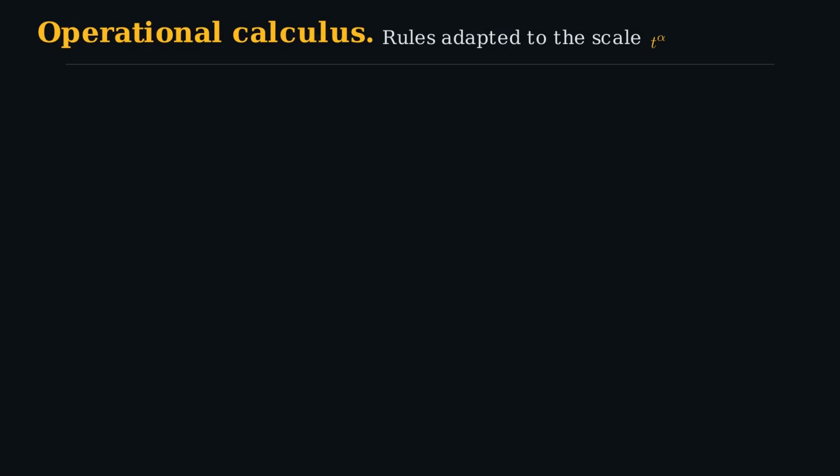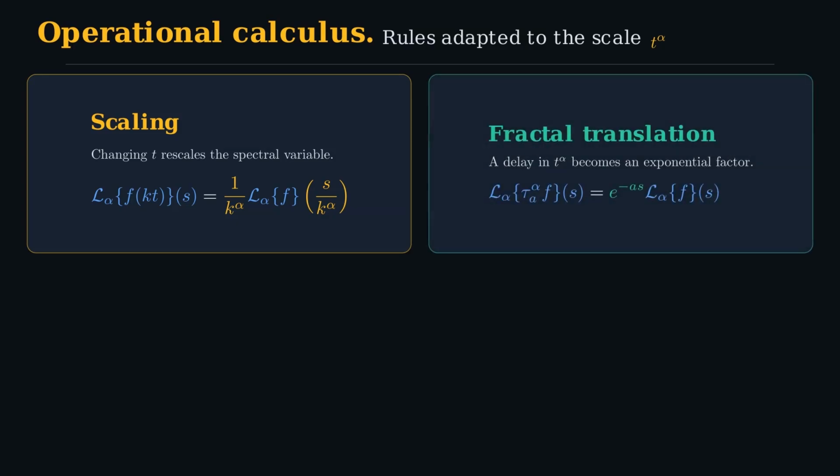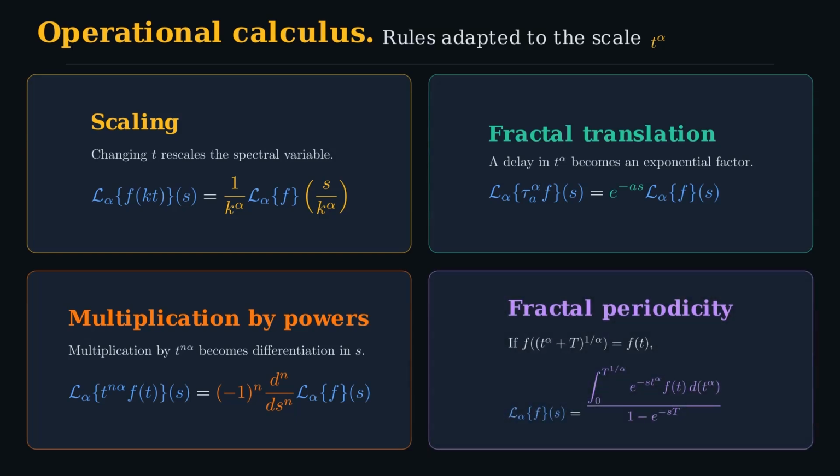A scaling in the original variable produces a rescaling of the transform parameter. A translation in the alpha scale becomes an exponential factor. The third rule is especially important for the application later. Multiplication by powers of t raised to alpha becomes differentiation with respect to the transform variable s. Finally, the transform also has a periodicity rule, again written with respect to the alpha scale. Together, these identities give us a practical calculus for working with the transform.